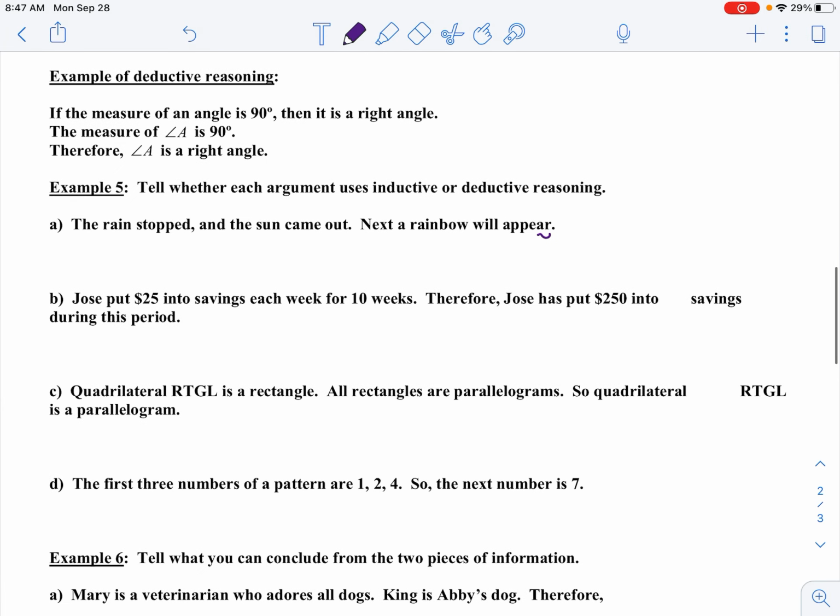Here's an example of deductive reasoning. If a measure of an angle is 90 degrees, then it is a right angle. The measure of angle A is 90 degrees, therefore A is a right angle. I'm using the fact here that if an angle is 90 degrees, it is a right angle. So when they give me that A is 90 degrees, well, angle A has to be a right angle. This is a perfect example of deductive reasoning. I am using facts about what I know about right angles to conclude that another angle is indeed a right angle.